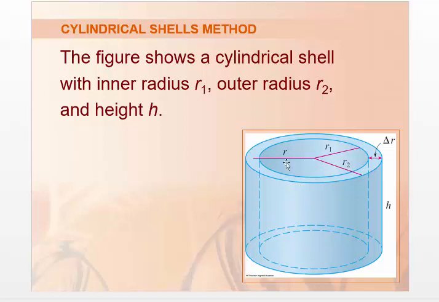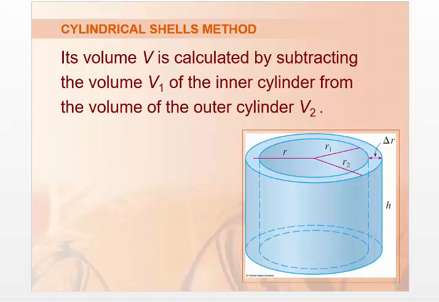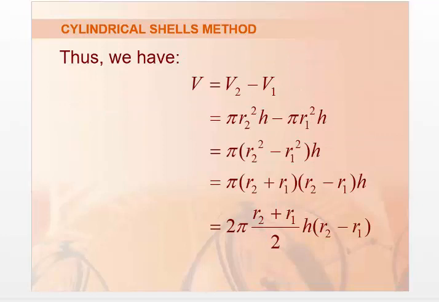All right, so the volume of this cylindrical shell, if you think about it, is calculated by subtracting the volume of the inner shell from the volume of the outer shell. Like I'm taking away this shell in the middle. So to take it away in mathematics, you subtract it. So let's go through the formulas for that. All right, so thus we have the following.